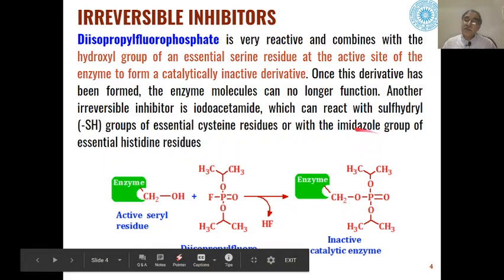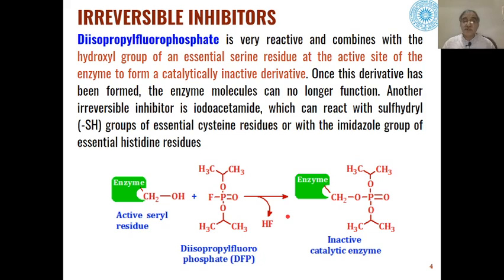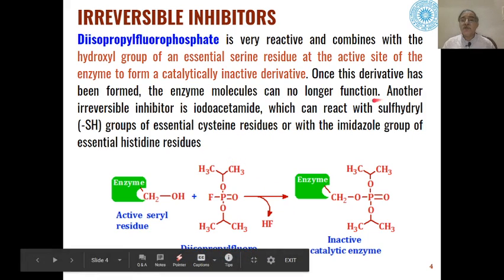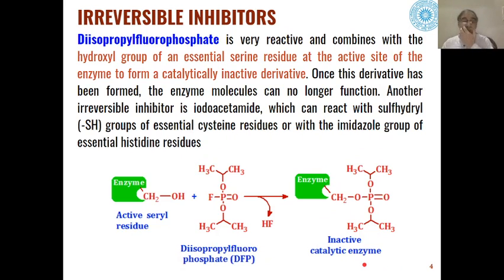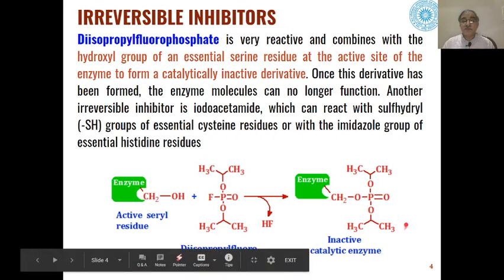So that is why a permanent inactivity of the enzyme is caused by the presence of this diisopropyl fluorophosphate inhibitor. Once this derivative has been formed, this enzyme cannot function, or this cannot be an active enzyme for the catalysis. So this becomes inactive for the catalytic reaction that this enzyme was supposed to do.